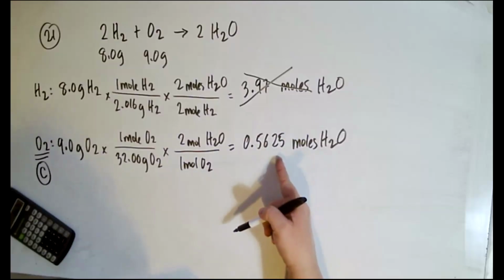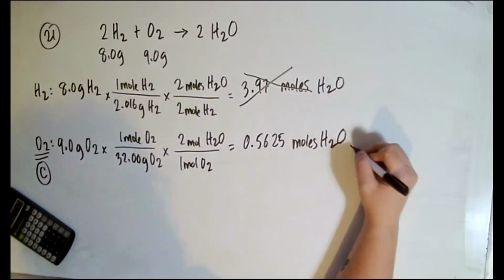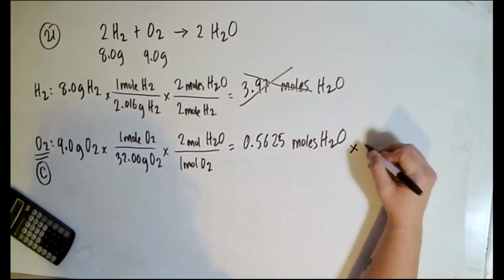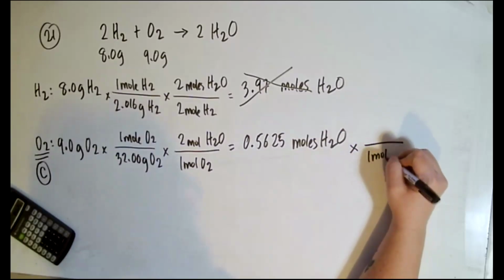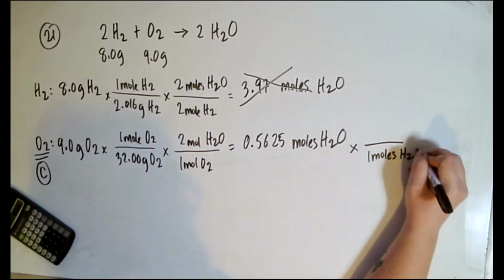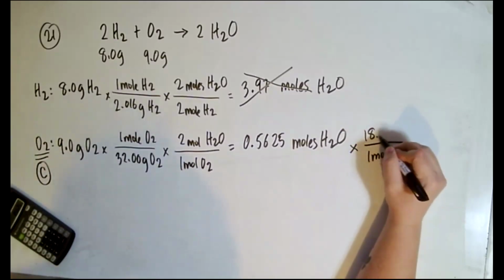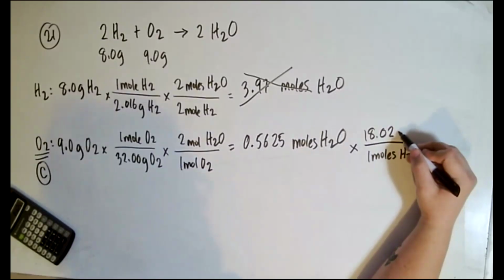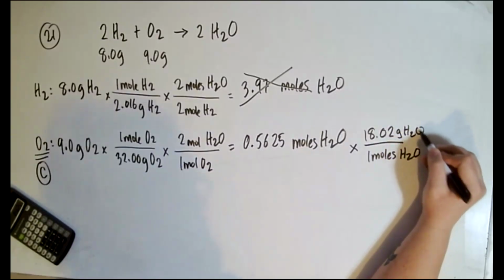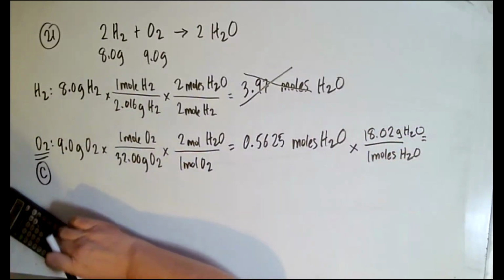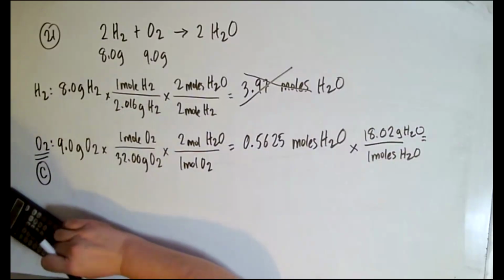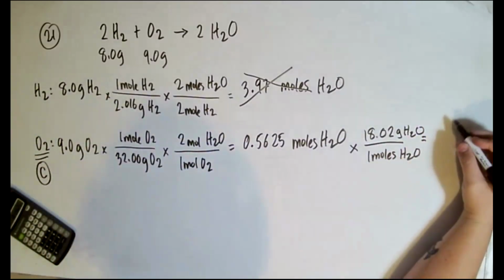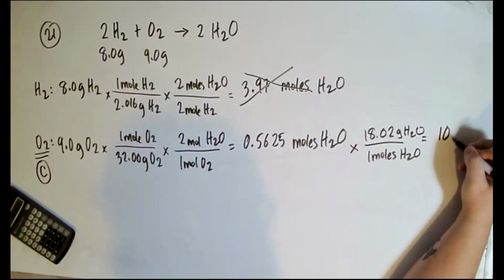0.5625 moles of H2O is the mole value of water that will be produced. So choice D is incorrect. And then if we want to take the molar mass of H2O and use it to figure out how many grams of water we actually end up with, it should be like 10 grams of water.